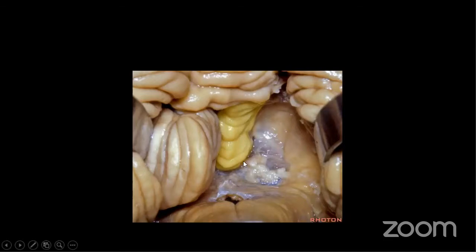This is the uvula of the cerebellum. This is the inferior medullary velum, which means it is the superior portion of the proximal part of the lower roof of the fourth ventricle. This is the tela choroidea.